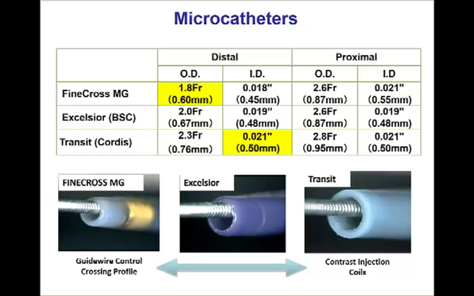Unfortunately, we didn't have a Tornus in our lab during the day, and we tried microcatheters, with the Fine Cross being the smallest one and the Transit being one of the largest profile ones. However, the Fine Cross was not able to cross the lesion.